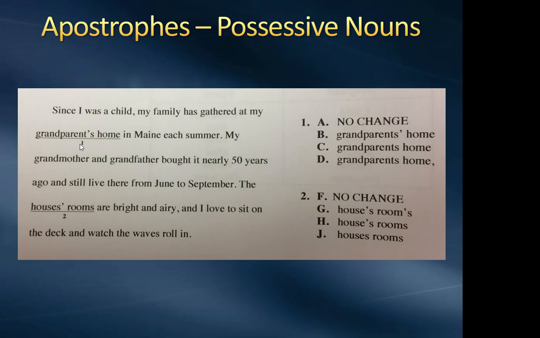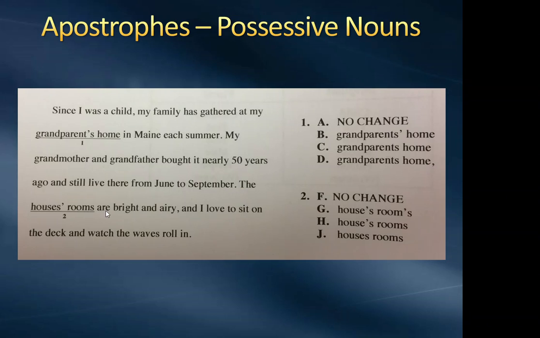So we've got several options. One is the no change, that this is correct, apostrophe S. The other is that it's S apostrophe. The other option is that it's S no apostrophe. And the other option is that it's S no apostrophe and then a comma after the end of home. So which do you think it is? Since there's more than one grandparent, it's a plural noun, so we're going to need to use the S apostrophe, B.